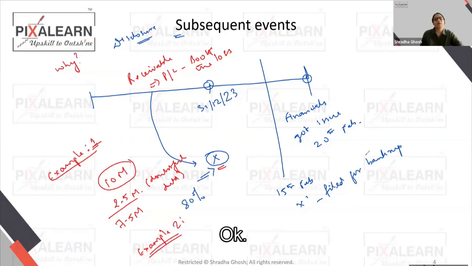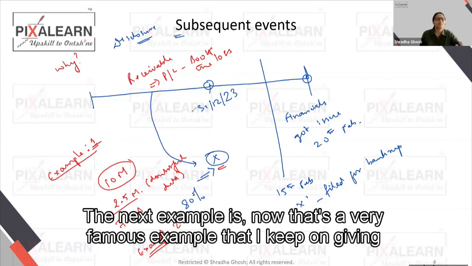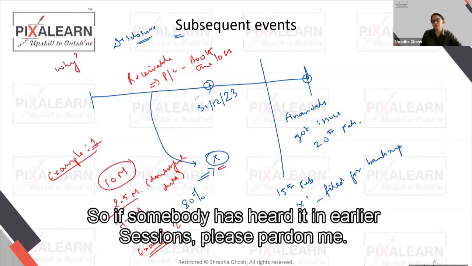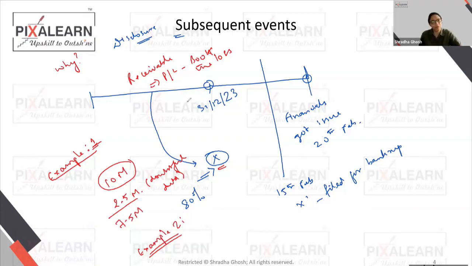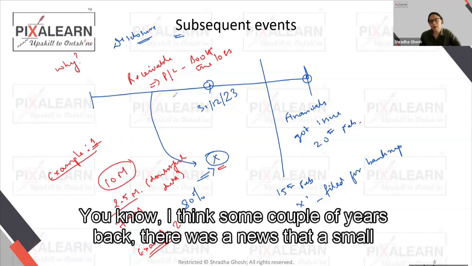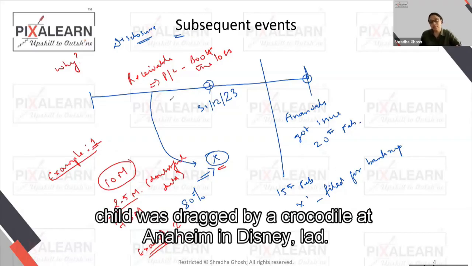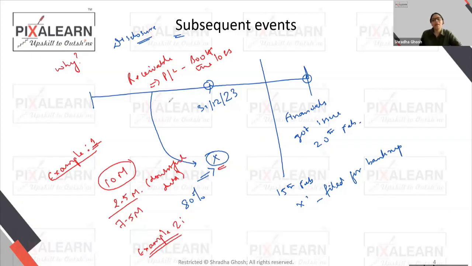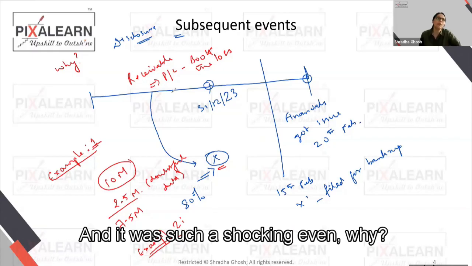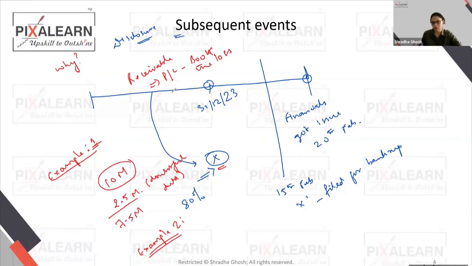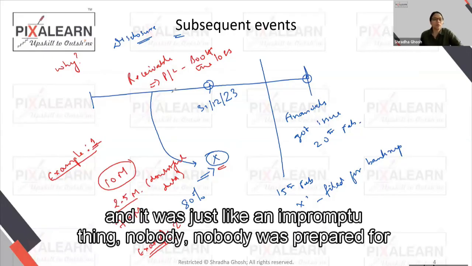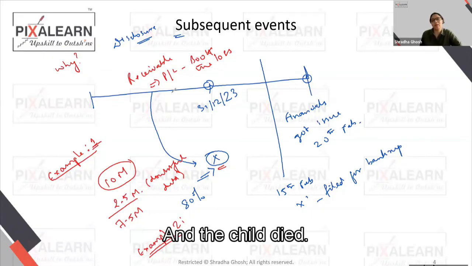The next example is a very famous example that I keep giving everybody. If somebody has heard it in earlier sessions, please pardon me, but I really felt that this is such a strong example. A couple of years back, there was news that a small child was dragged by a crocodile at Disneyland in Anaheim. It was such a shocking event because there has never been any history of crocodiles in the area. It was just an impromptu thing. Nobody was prepared for it, and the child died.